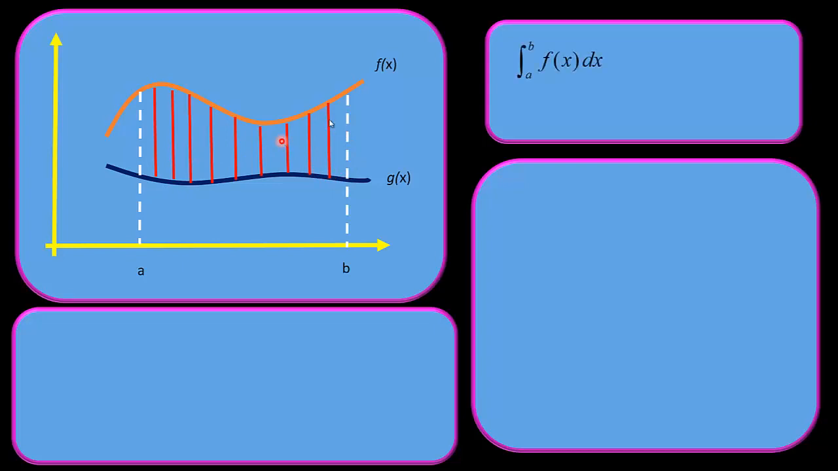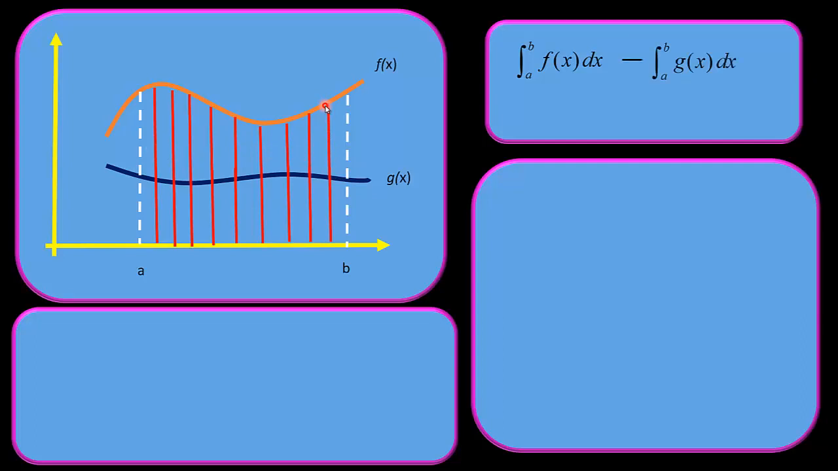Now, let's consider just the integral from a to b of f of x. If we integrate it that way, we would get, as we said earlier, all of this area under the curve. But remember, we don't want all that area. We want just the area bounded above g of x and below f of x.